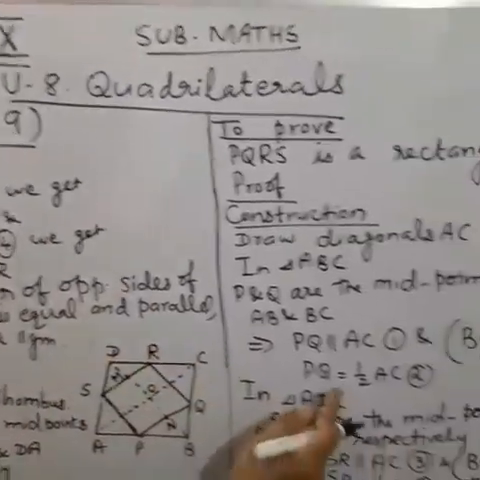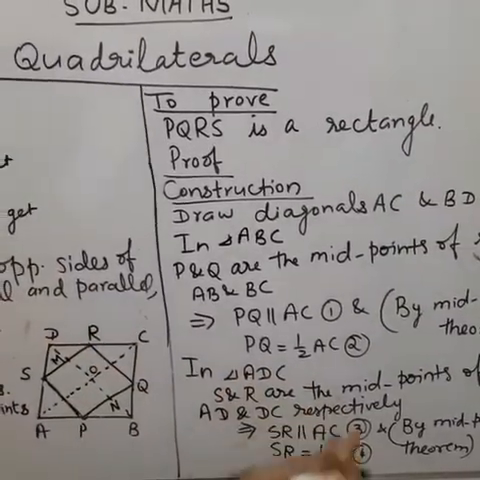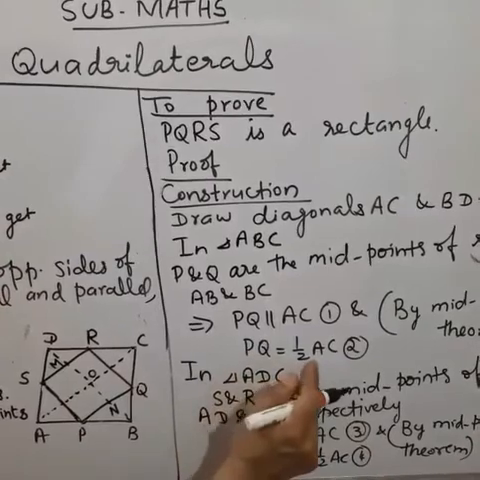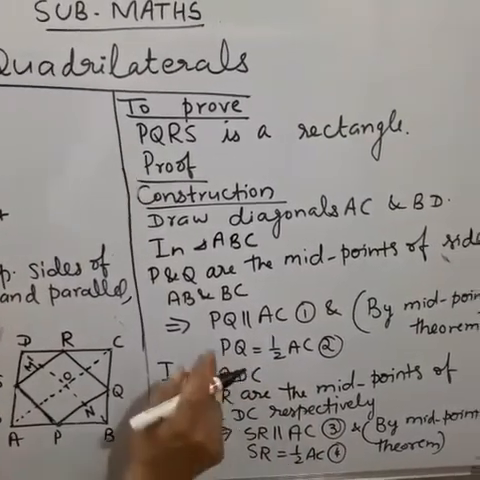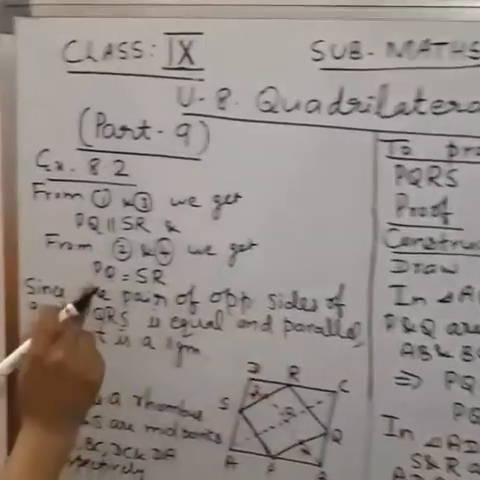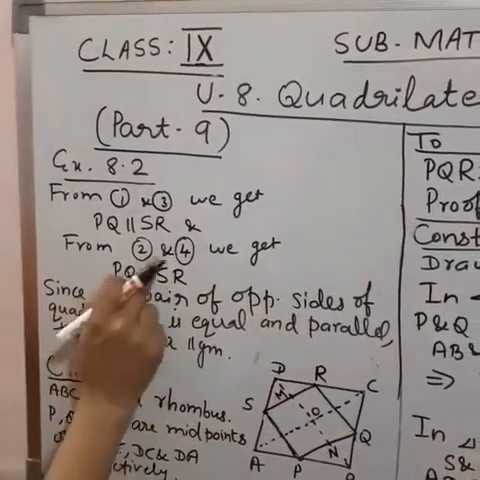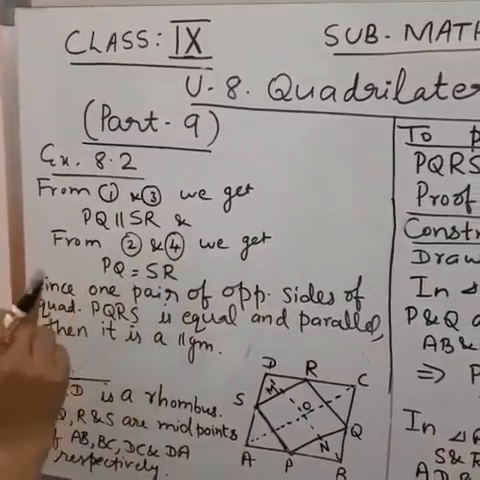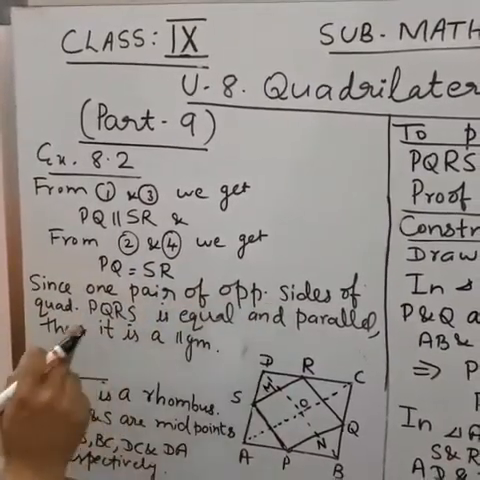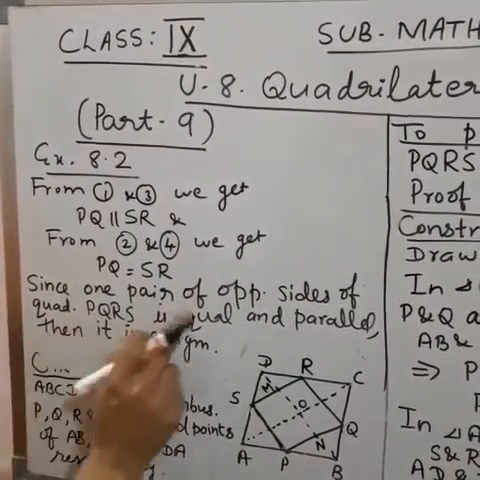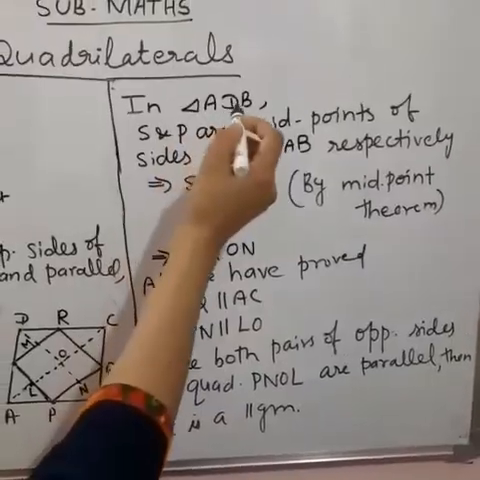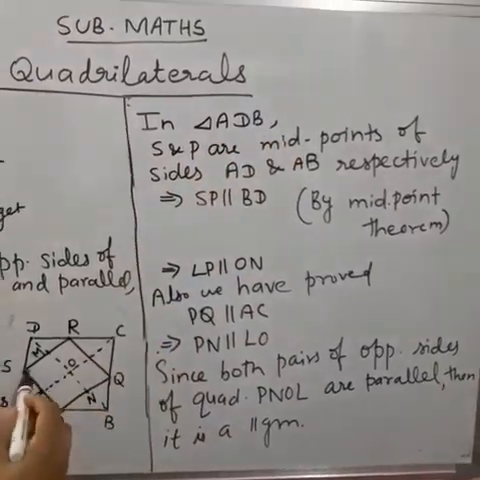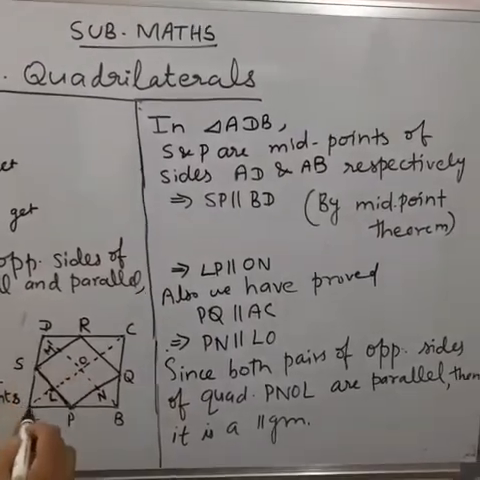Now from equation 2 and 4, PQ is equal to half of AC and SR is equal to half of AC. Therefore PQ is equal to SR. That we can also prove from equation 2 and 4. So we have proved one pair of opposite sides of quadrilateral PQRS is equal and parallel, then it is a parallelogram. In triangle ADB, S and P are the midpoints of AD and AB respectively.